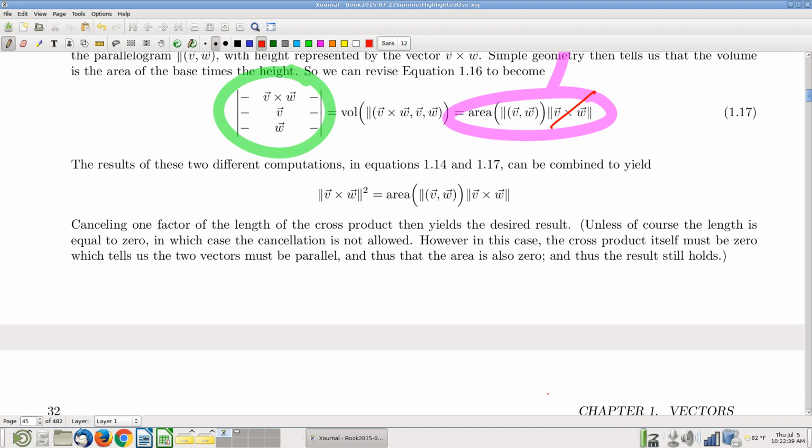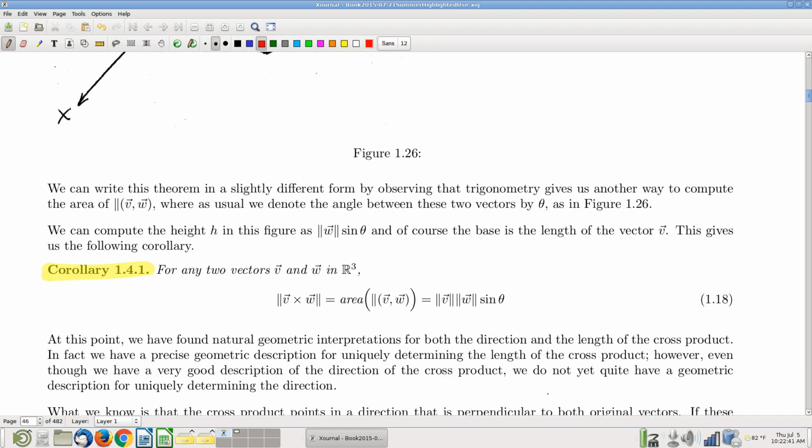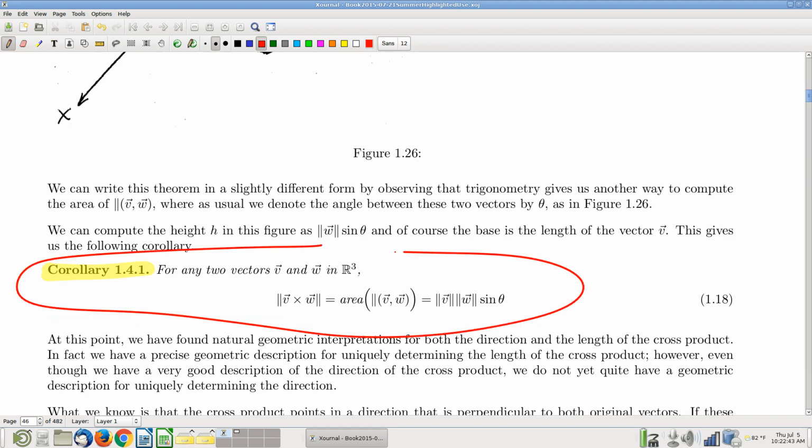Okay. All right. This is the same theorem, just said a different way, just observing that the area of that parallelogram could be computed like so. So it gives you an alternative formula for the length of the cross product.